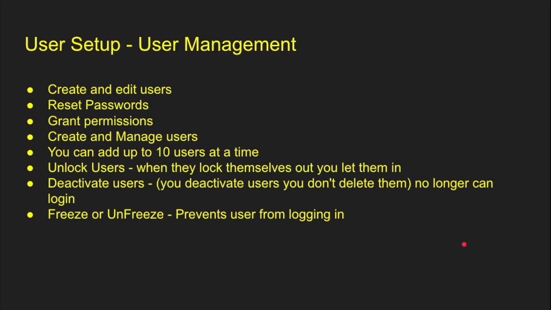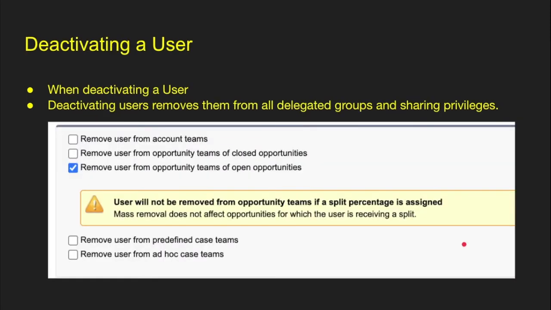deactivate them. When you deactivate a user, there's a couple of things that you can do. You can remove users from account teams. You can remove them from opportunity teams of closed opportunities. You can also remove them from opportunities of open ones. Deactivating a user also removes them from all delegate groups and sharing privileges as well. So once you deactivate them, if there's a sharing with that person, it gets removed.